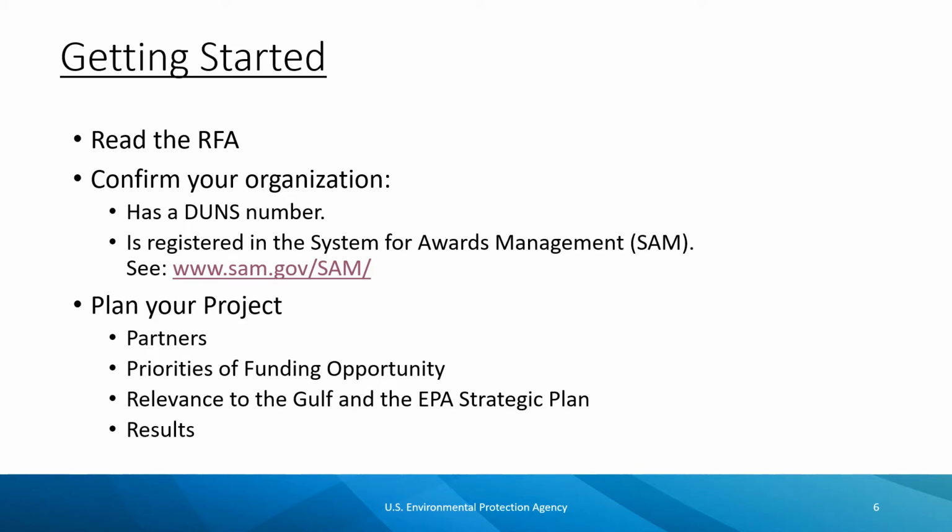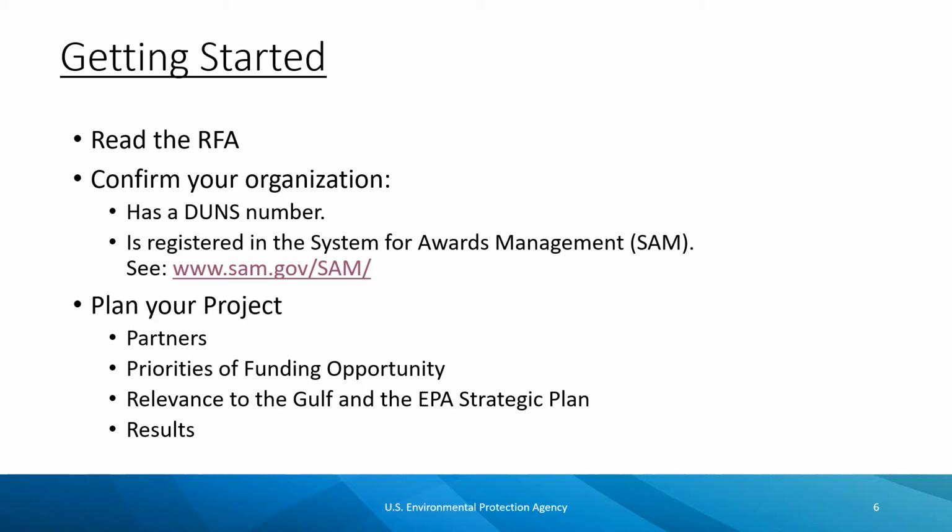Next, make sure your organization has a DUNS number and a current registration with the System for Award Management at www.sam.gov/SAM. Both of these items are required to apply for a federal grant, and the process for obtaining them could take a month or longer. Not obtaining these in time is not an allowable reason for a late application to be accepted, so please double check this as soon as possible.